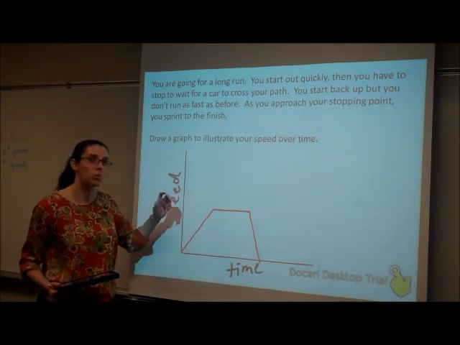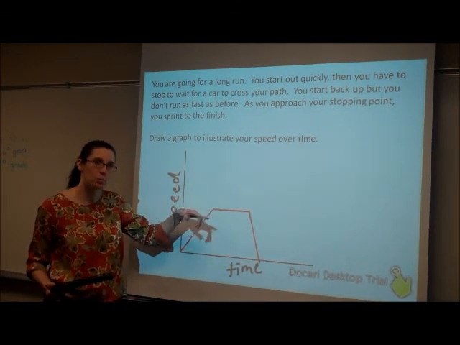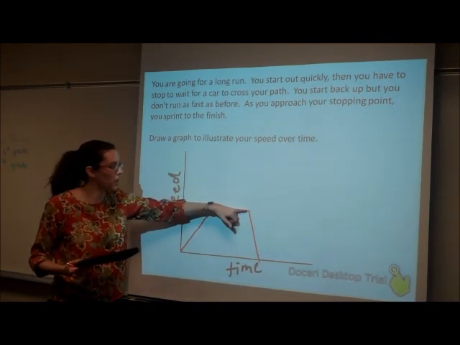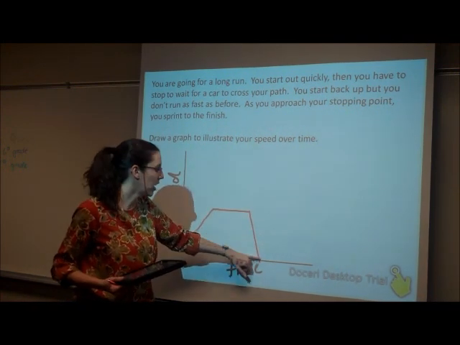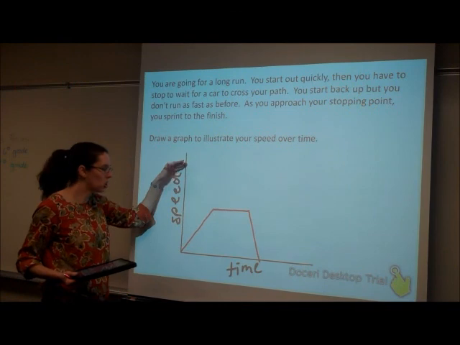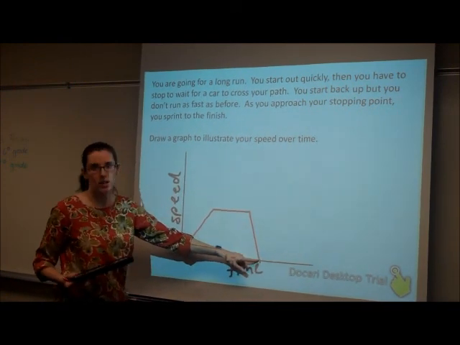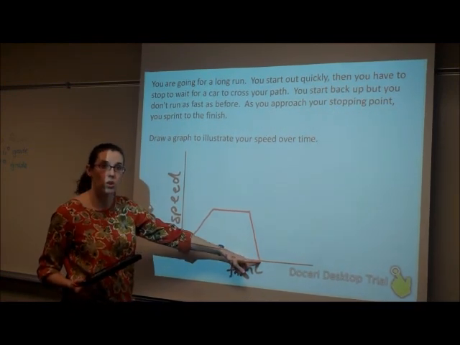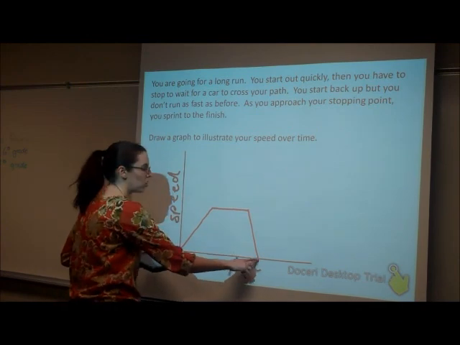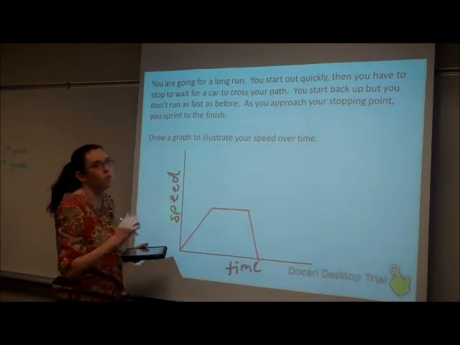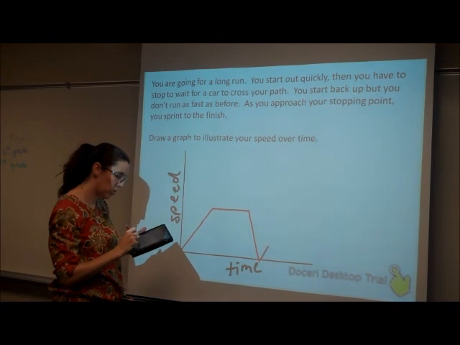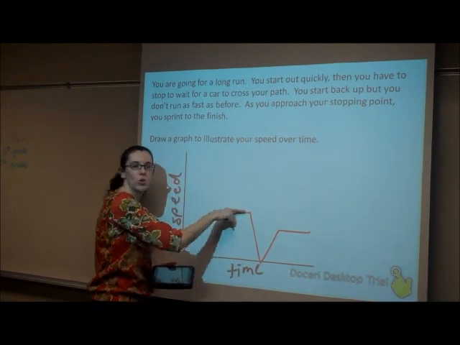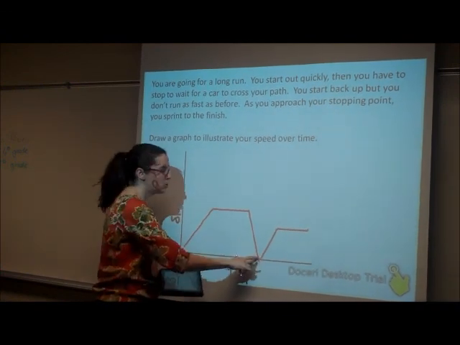When we're starting out running, we're increasing our speed to get up to whatever speed we're going to maintain as we're running. So here we're running at our consistent speed. Oh, a car's coming. I need to slow down. Now, because this y is our speed, we will be going back down to the x-axis, because when we're stopping for that car, my speed has to go to 0. Then we're going to start back up, but you don't run as fast as before. So I'm going to be going up, but I'm not running as fast. So this plateau isn't going to be as high as this one. So I'm speeding back up.